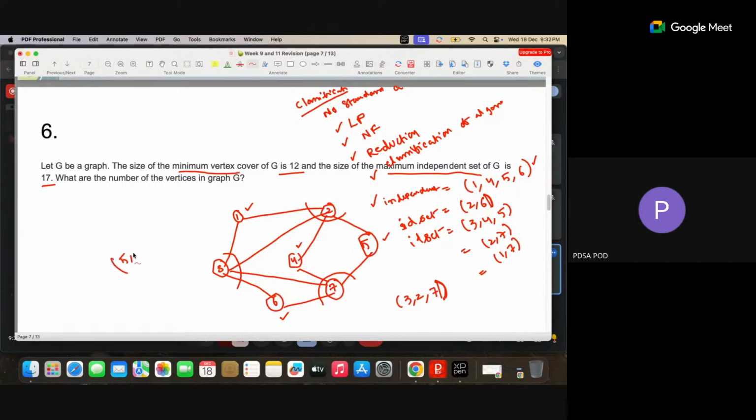I'll try 4, it will cover 2 edges, and then I will use another camera at 6, it will cover 2. Still 7 is not covered, because 7 to 3 is not covered. I need to fix that, so another camera goes at 7. So here we are using 5 cameras in total.